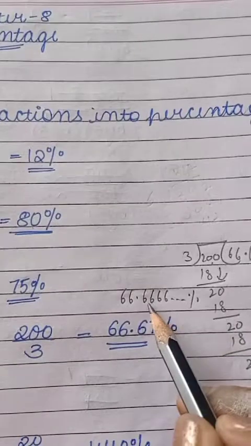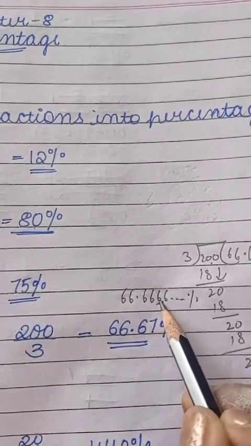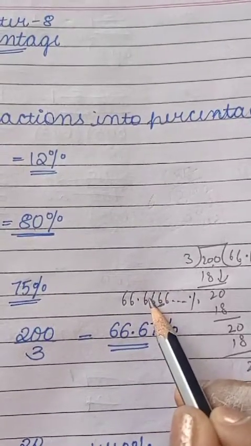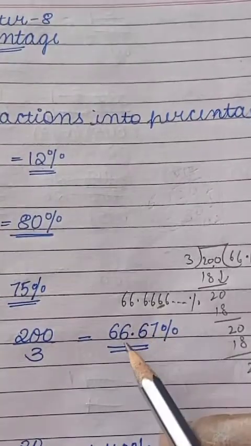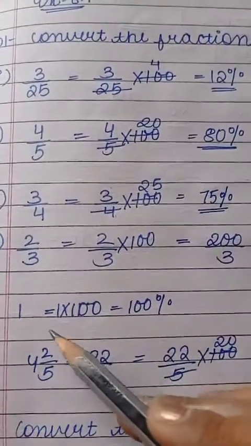So after the decimal only 2 digits are required. Third digit is 6 which is greater than 5. So we will add 1 to the previous digit. This is called rounding of the number. So answer will be 66.67.